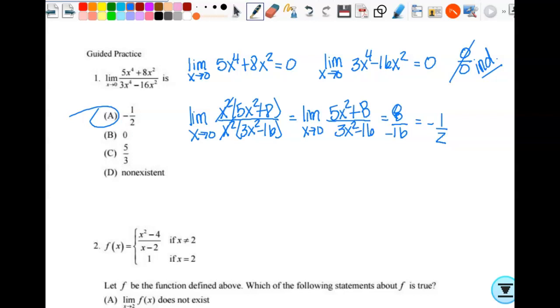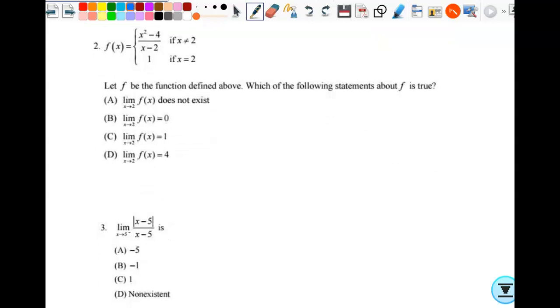Okay, let's look at number 2. Interesting. All right, so let f be the function defined above. Which of the following statements about f is true? So it's all about the limit as x approaches 2. So I'm thinking that we probably should find that. Probably the easiest way to work this problem, right? We know what f of 2 is. It's 1, but who cares? It's not necessarily the same. Like this could be the answer, so it doesn't mean I mark it out, but it doesn't guarantee it.